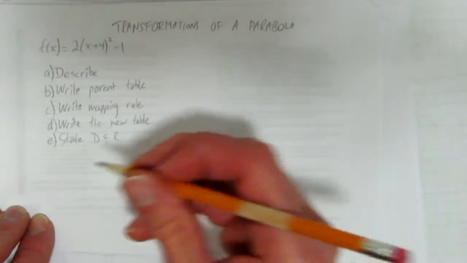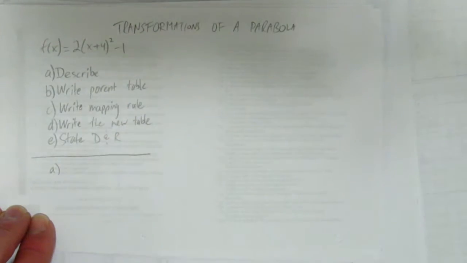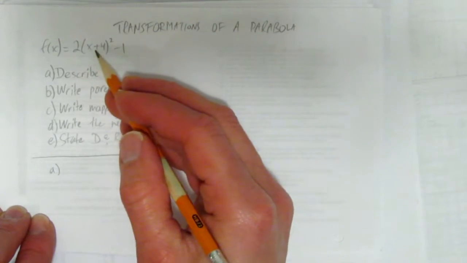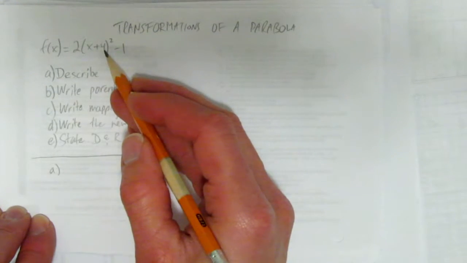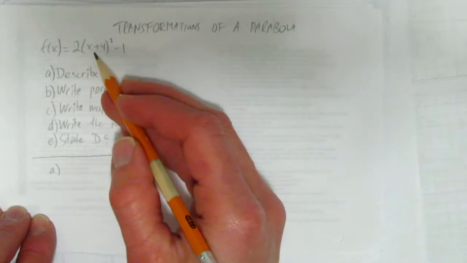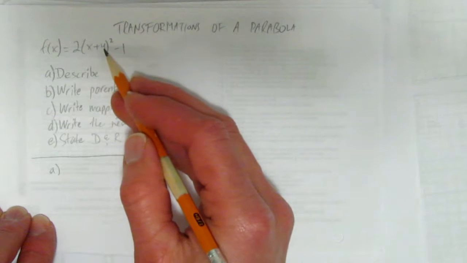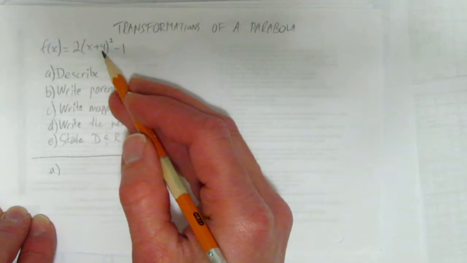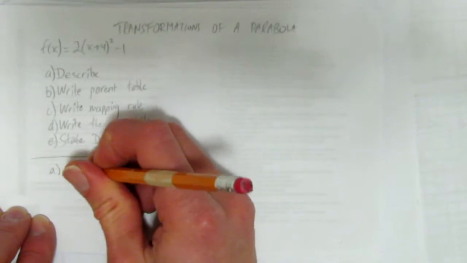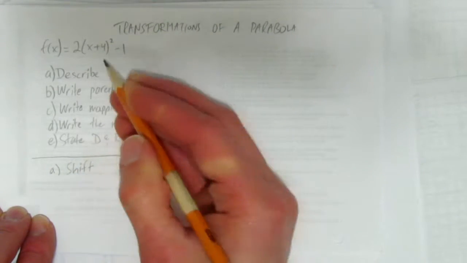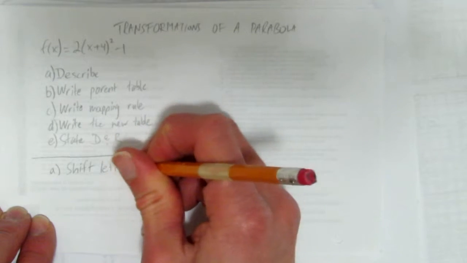I just wrote describe, so I'm going to put my answers down here. A. What are my transformations? Well, you start with the stuff in the brackets, and it says x plus 4, but the transformations would always be the opposite of what's in the brackets. If you see an x plus 4 in here, it's going to be a shift or a translation, except you go the opposite. Instead of going right 4, that would be positive 4, I'm going to shift left 4.